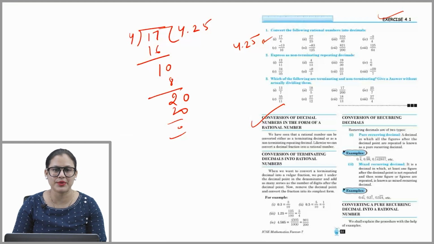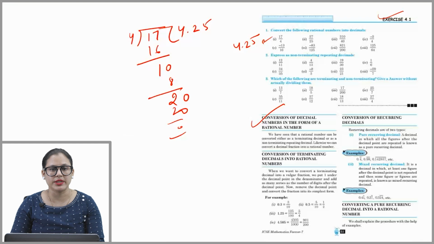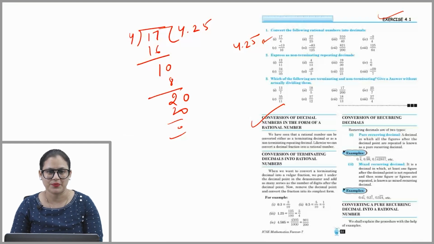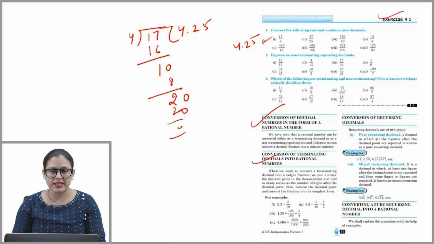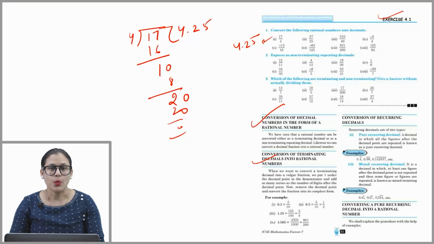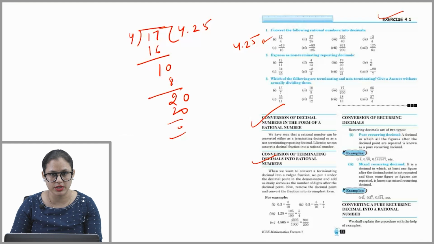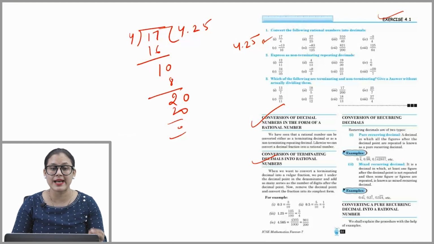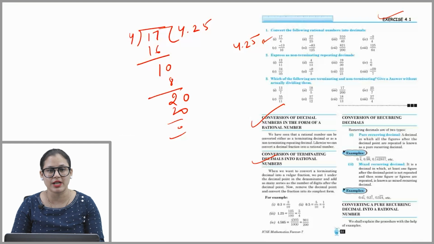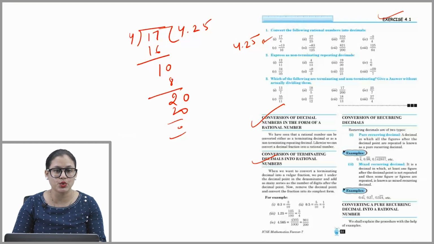Next, conversion of decimal numbers in the form of a rational number. We have seen that a rational number can be converted either as a terminating decimal or as a non-terminating repeating decimal. Likewise, we can convert a decimal fraction into a rational number. Conversion of terminating decimals into rational numbers. When we want to convert a terminating decimal into a vulgar fraction, we put 1 under the decimal point in the denominator and add as many zeros as the number of digits after the decimal point. Now remove the decimal point and convert the fraction into its simplest form.